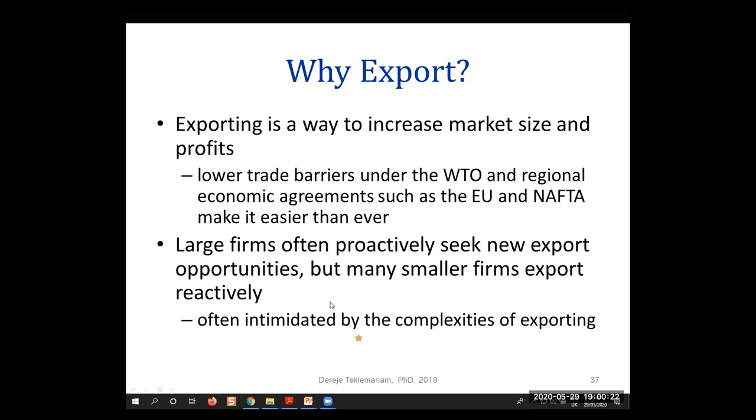However, larger or smaller businesses are highly intimidated by the complexities of exporting. Exporting is not a simple task, given the number of complexities that either large or smaller firms are really investing in. So being large and small has its own level of intimidation to go international.